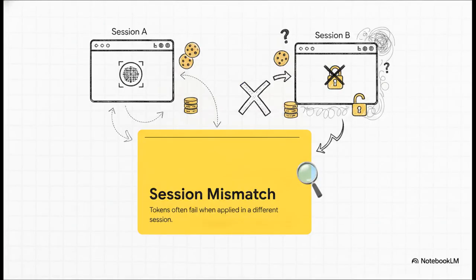Now, Rule 4. Keep the same session. This is absolutely vital to understand. Session mismatch happens when you generate a CAPTCHA challenge in one browser context, but then submit the solved token using a completely different one. Guys, this is the absolute most common cause of valid tokens being rejected. The browser context and HTTP session must remain identical throughout the entire process.